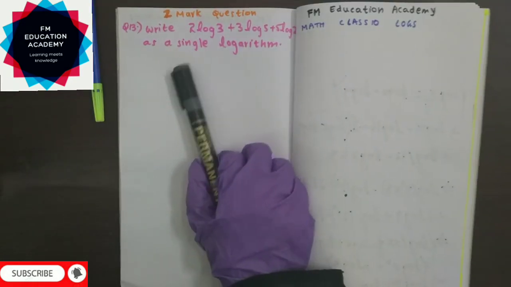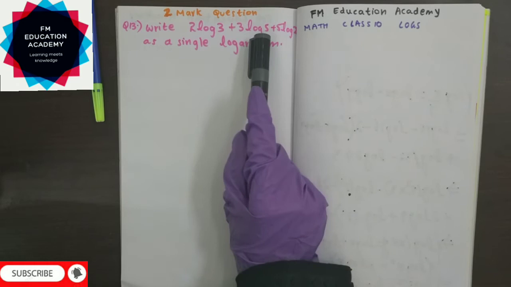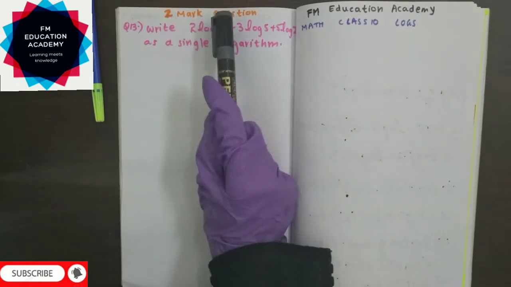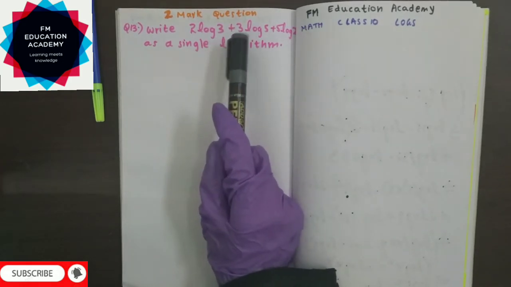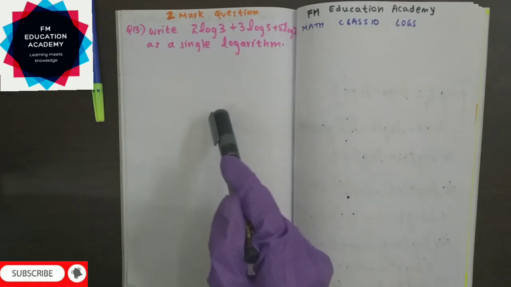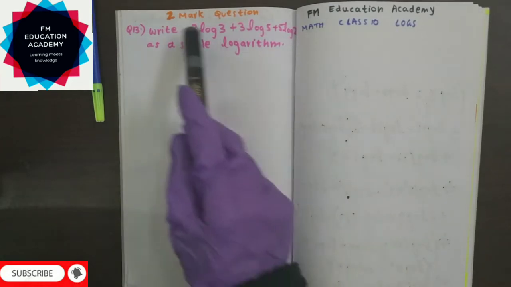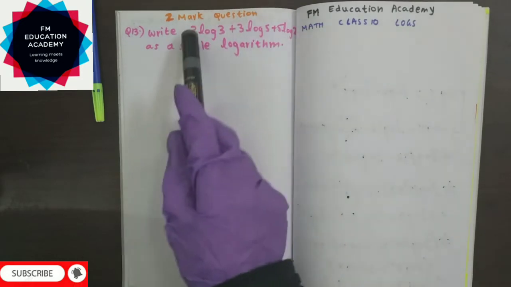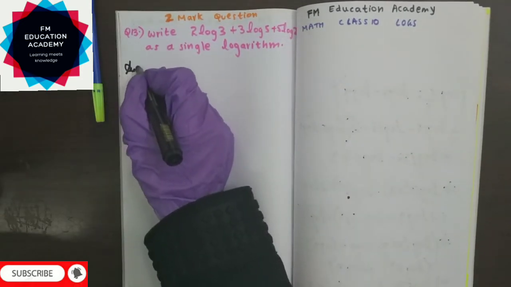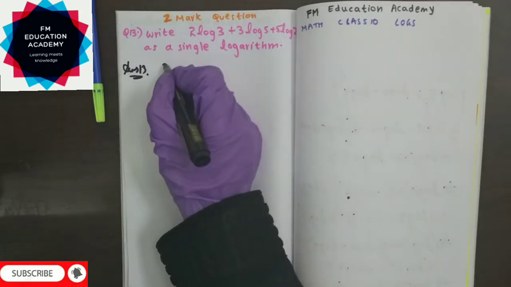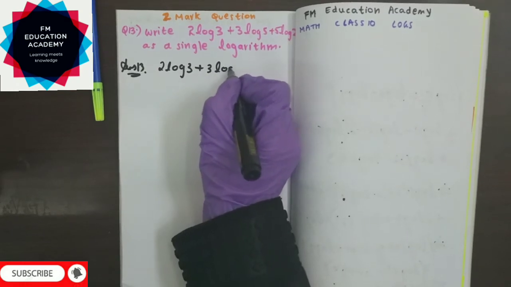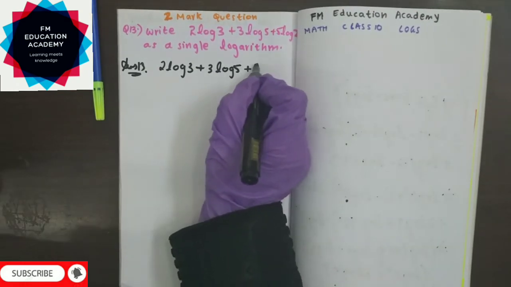In the 13th question we have, write 2 log 3 plus 3 log 5 plus 5 log 2 as a single logarithm. This is the 2 marks question. In this question you can see that this whole expression we have to write as a single logarithm, means we should get log and some number. There is only one value we should get by simplifying this. So let us take this 2 log 3 plus 3 log 5 plus 5 log 2.